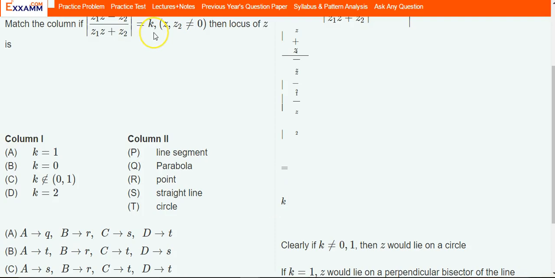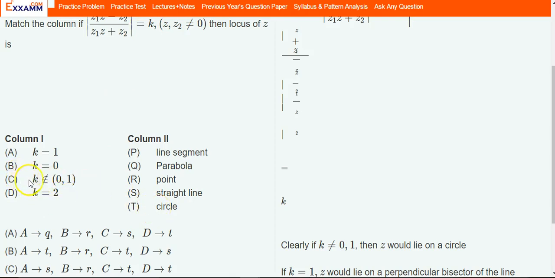So in case of k is equal to 1, it would represent a line, which is the perpendicular bisector of the line joining z2 upon z1 and minus z2 upon z1. In the case of k equal to 0, it would be a point represented by z is equal to z2 upon z1. For all values of k which are not 0 and 1, it would represent a circle. So in case of d, it would be true.